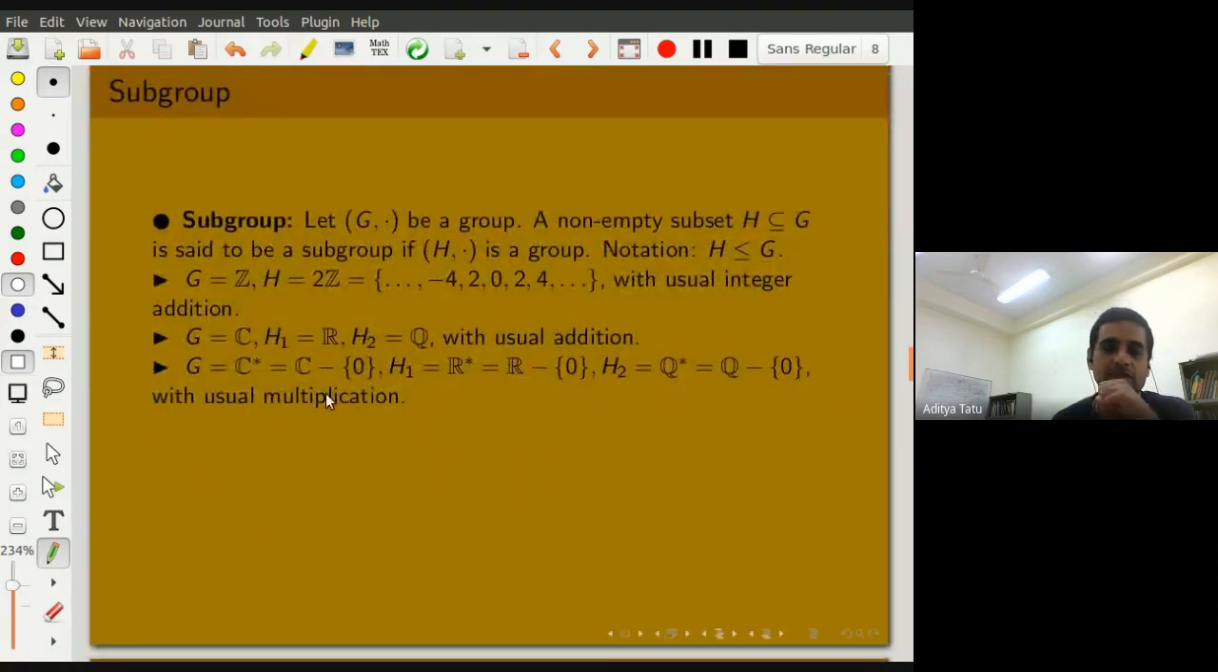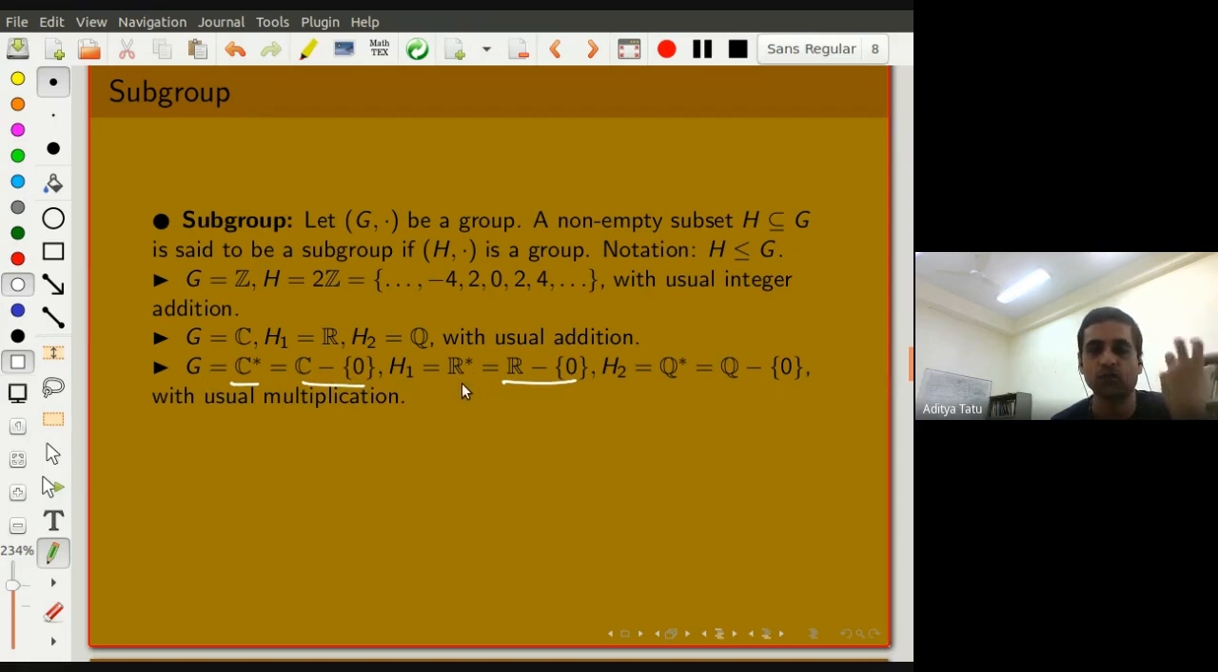Examples. C star is the set of complex numbers minus the number 0. Again, you just take the subset, the set of real numbers minus zero. It's a subset of G. You should be able to show that this is actually a group in itself, and therefore H1 is a subgroup of G. As with the previous example, you can have several other subsets of the same set which can be groups as well. So H2 is also a subgroup. Any questions?